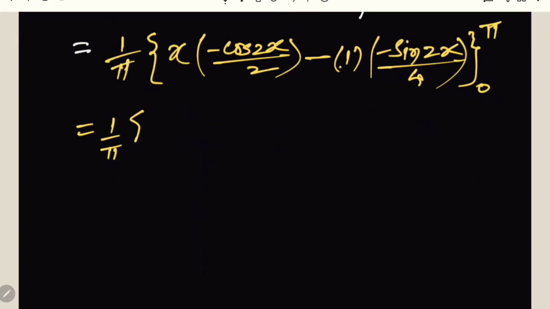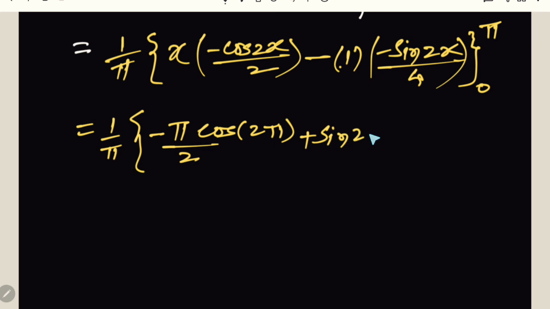Substituting the upper limit, we get minus pi cos of 2 pi and whole divided by 2. And minus minus it becomes plus sine 2 pi and divided by 4. And for the lower limit, as x is 0, that term becomes 0, and sine 0 is 0. Therefore both the terms are 0.